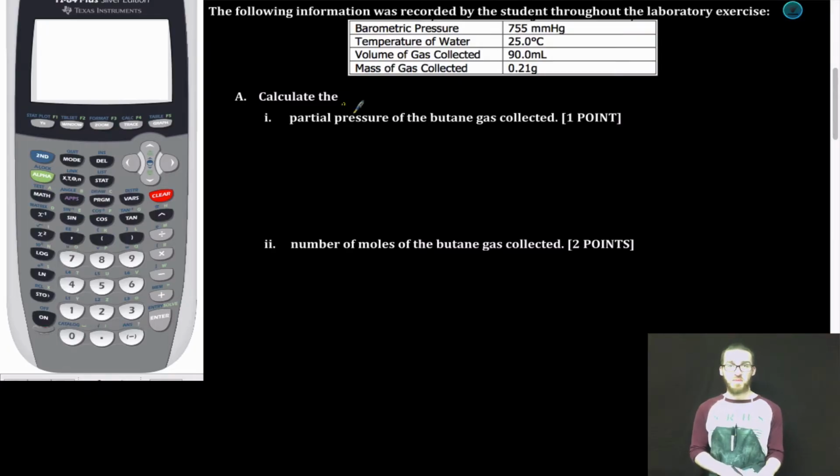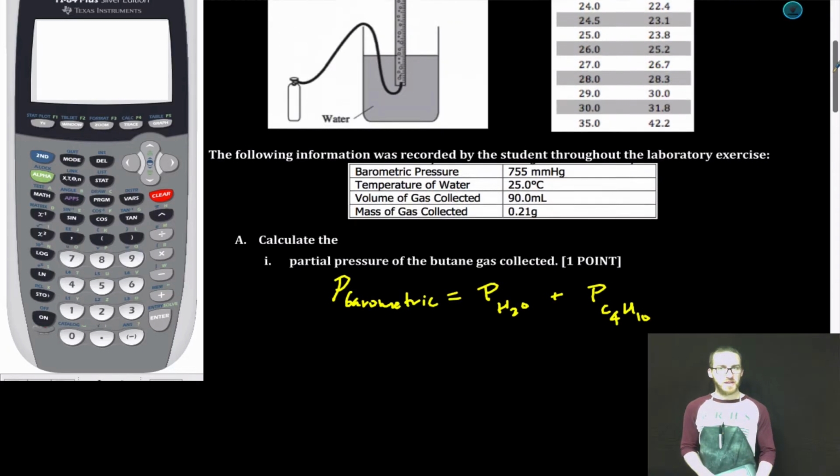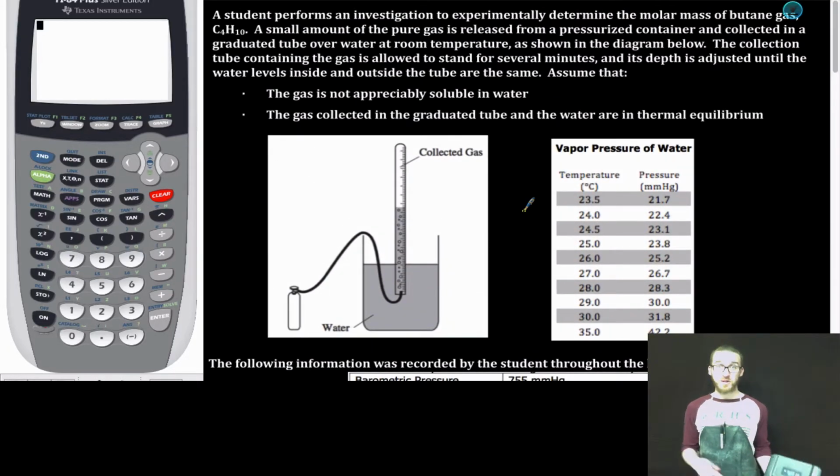Alright, for this one, remember Dalton's law of partial pressures. Boom, where the total, or barometric pressure, is equal to the sum of the partial pressures in that mixture. Let's go back up and take a look at our experimental setup. And also think about the lab that we did in class that looked just like this.